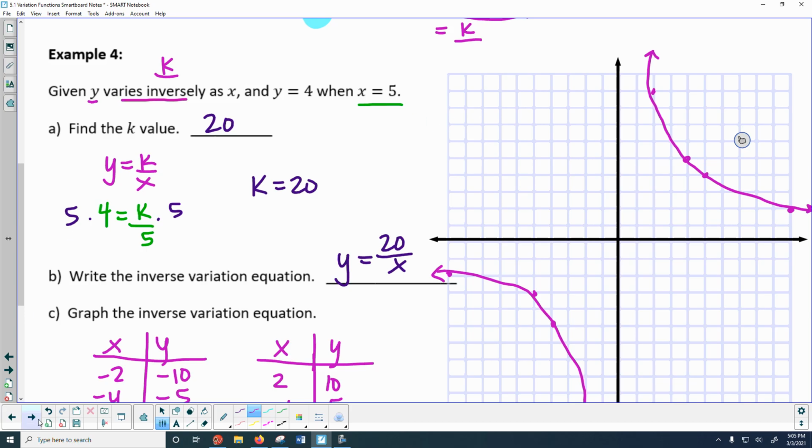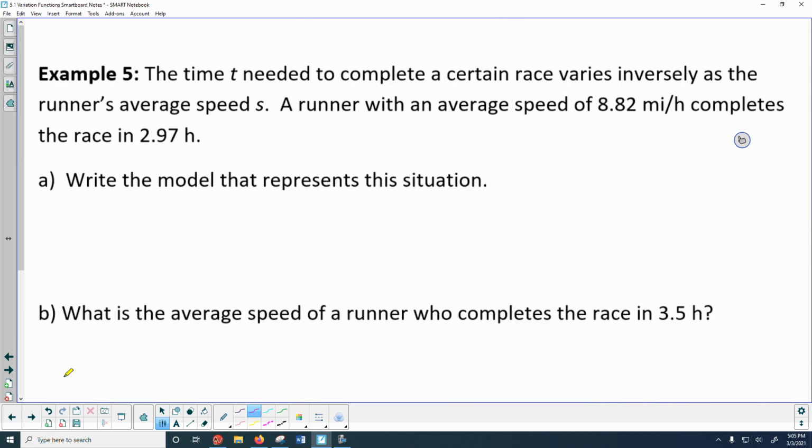Okay, let's now take a look at how to do inverse variation in a word problem. So for this, we have the time t, a variable needed to complete a certain race, varies inversely, again, that's telling you what formula or pattern we're going to use, as the runner's average speed s. So before I even keep reading, inverse variation. The general pattern was y equals k divided by x. But my first letter was t, so t equals k divided by, my next variable was s. This is the pattern that we're going to use to keep working in our problem.